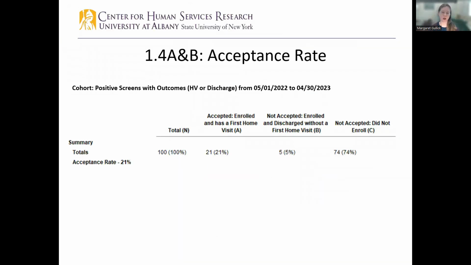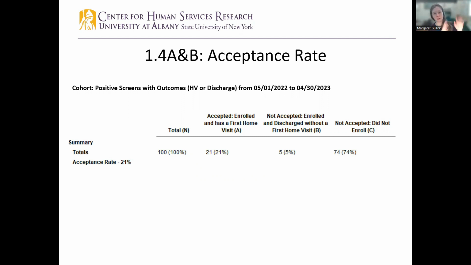Let's go back to our example. Let's say we have 100 potentially eligible families who had a screen in the past year. This is our wide starting pool. Of those, let's say 21, or 21%. In this case, we made the numbers and the percentages match, so it's just a little easier. 21 enrolled, accepted, and had a first home visit.